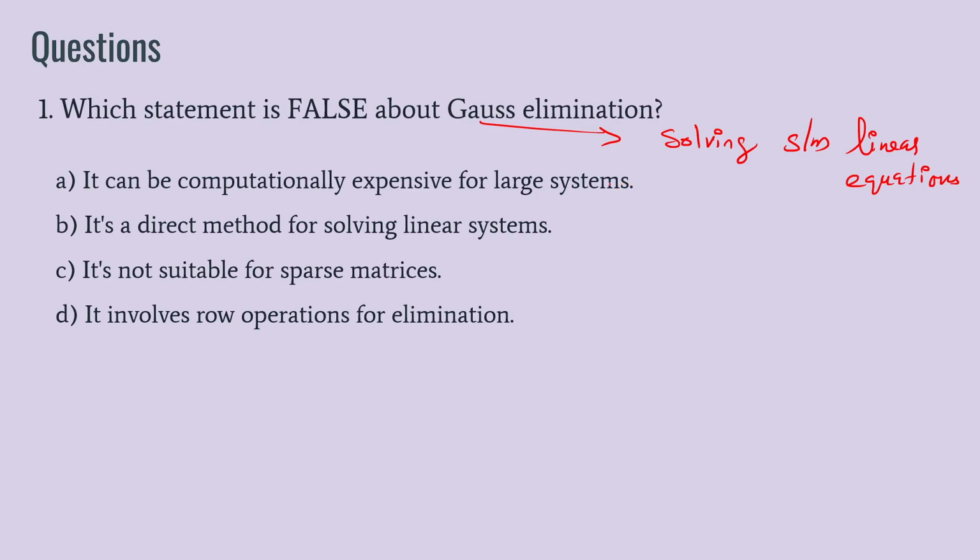Options are: Option A, it can be computationally expensive for large systems. Option B, it is a direct method for solving linear systems. Option C, it's not suitable for sparse matrices. Option D, it involves row operations for elimination. You can try to answer the question.